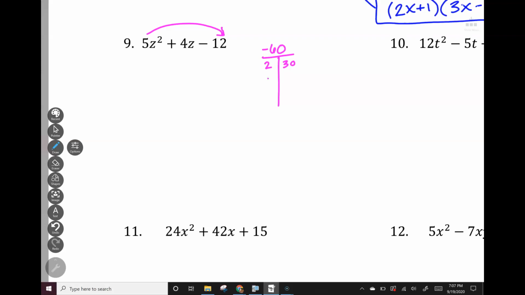2 and 30, 3 and 20, 4 and 15, 5 and 12, 6 and 10. Okay, found it. My 6 and 10. We're looking for two that would multiply to -60, so one of them needs to be negative. I know the 6 needs to be negative so that they would add to +4. They need to add to +4. Okay, now we split this guy up into -6z plus 10z.